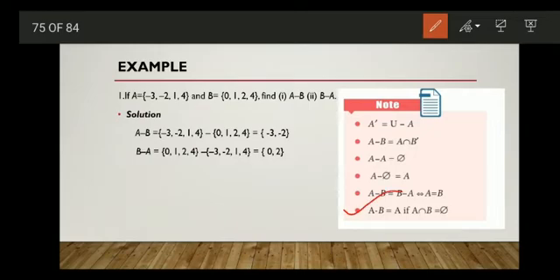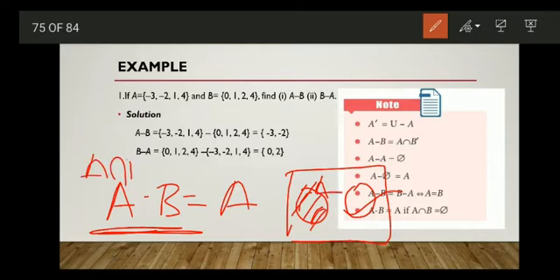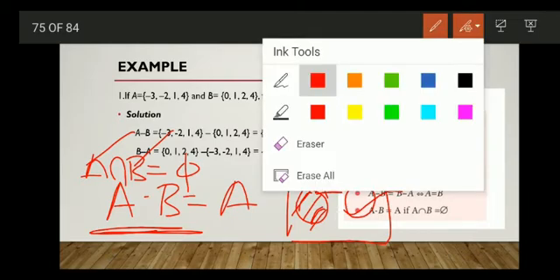So the last one, A difference B is equal to A if A intersection B is equal to empty. So when A difference B is A, when these two sets are disjoint, then only A difference B will be equal to the whole of A. That is when A intersection B is equal to empty. That is, they don't have any common element. Okay, so A difference B is equal to A if A intersection B is equal to empty.